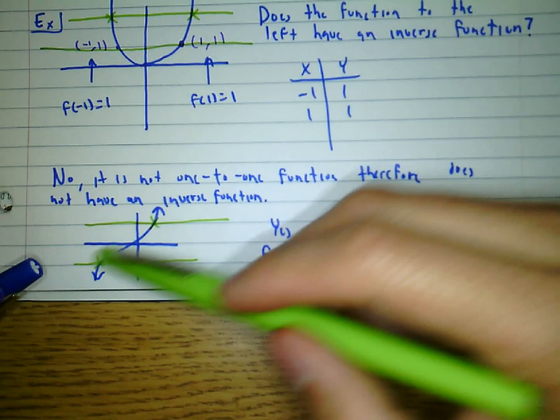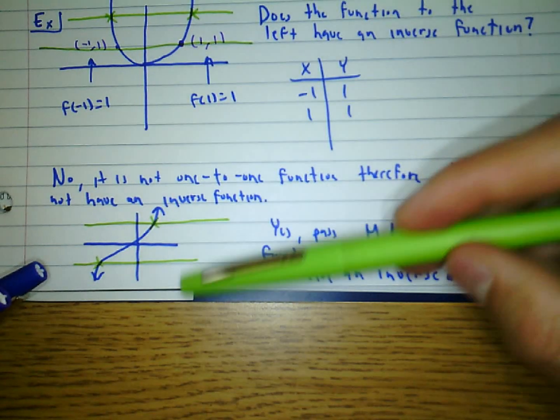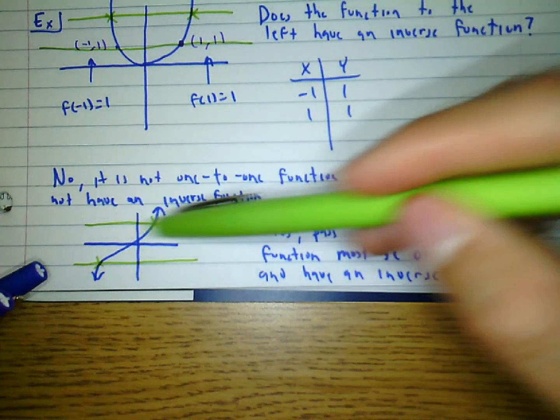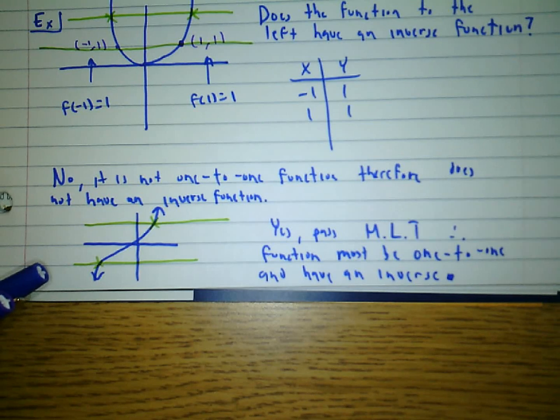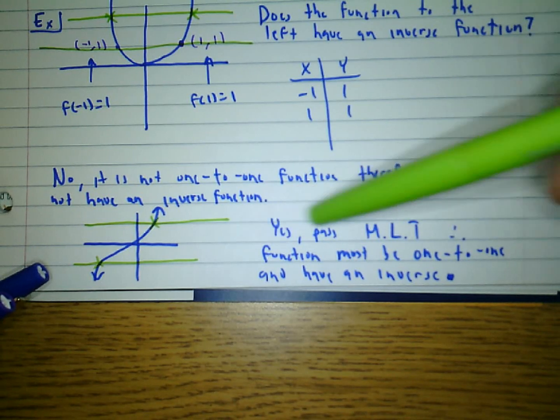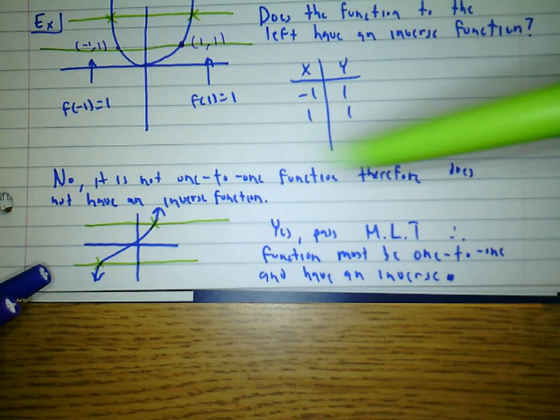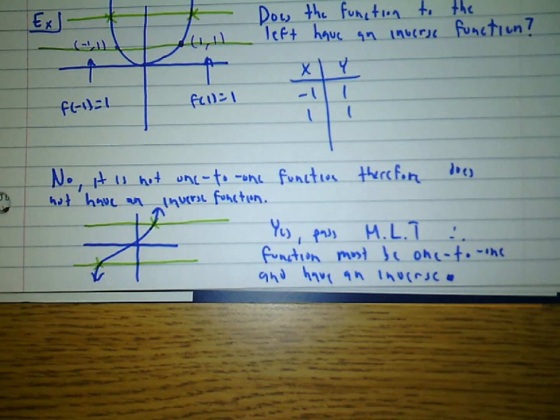Another example would be this one right here, and notice I drew several horizontal lines to make sure you understand this. It doesn't matter where I draw the horizontal line, I will only be touching at one point. Therefore, you would pass the horizontal line test, and that function must be one-to-one and should have an inverse. So, now that you know how to determine whether a function is one-to-one by looking at it, let's discuss how we figure out if a function is one-to-one algebraically.